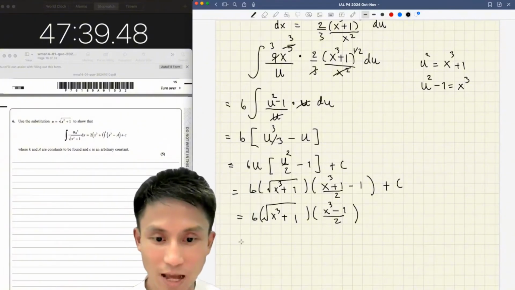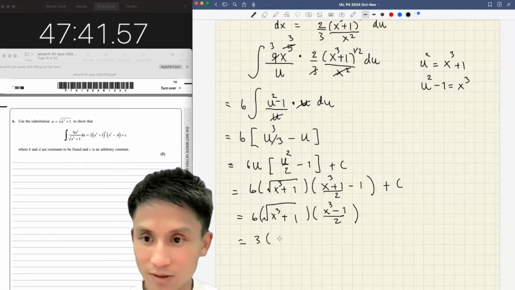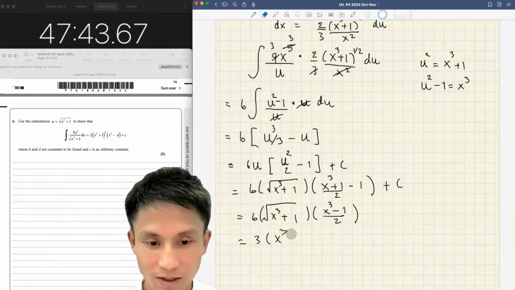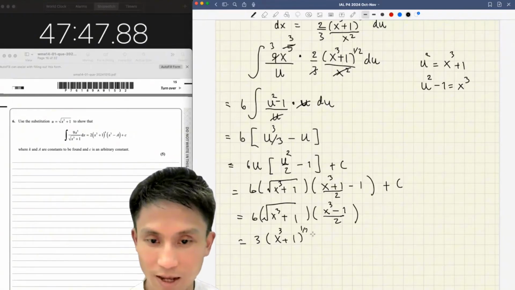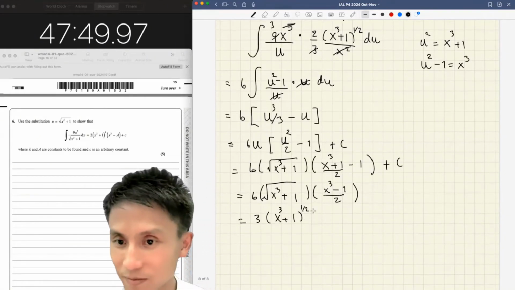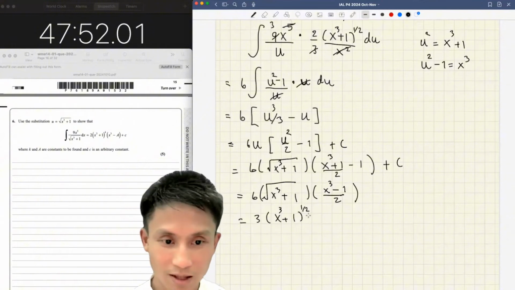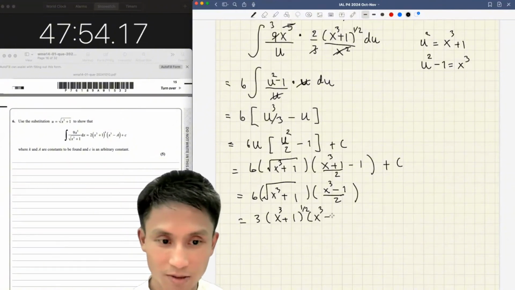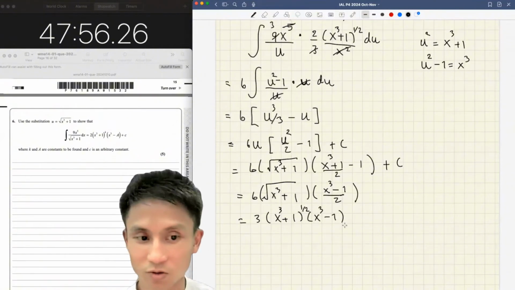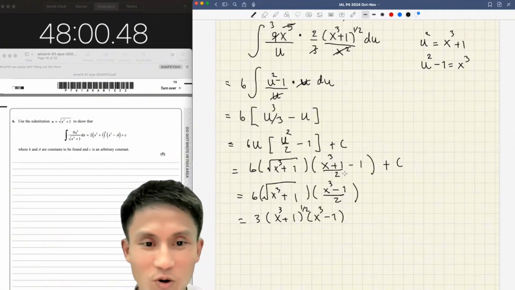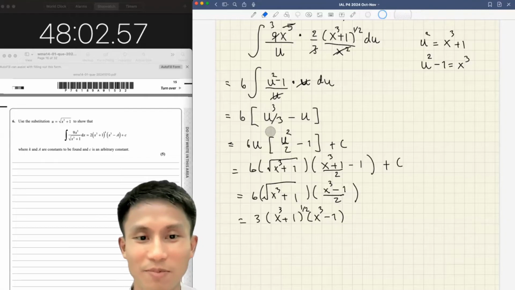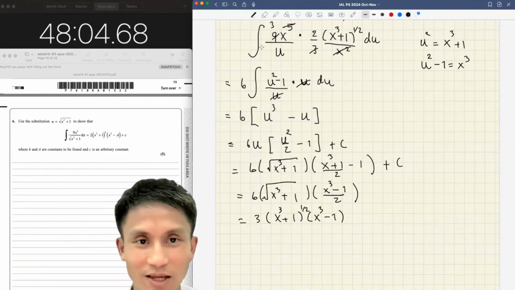And now we can bring this 2 out. So we get a 3 here. And this will be x to the 3 plus 1 to the power of 1/2. Yeah, that's the k. Okay, and then this is x to the 3 minus 1 because we already brought the 2 outside, but hang on. It is not what we want. Oh, my bad. This should be a 3.